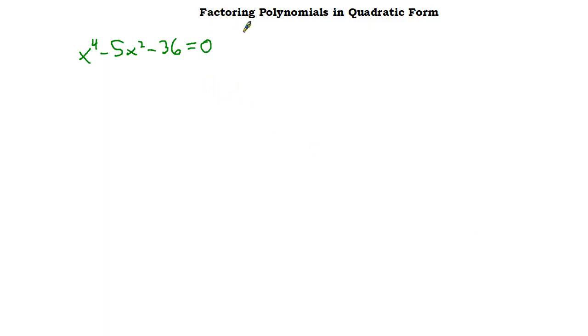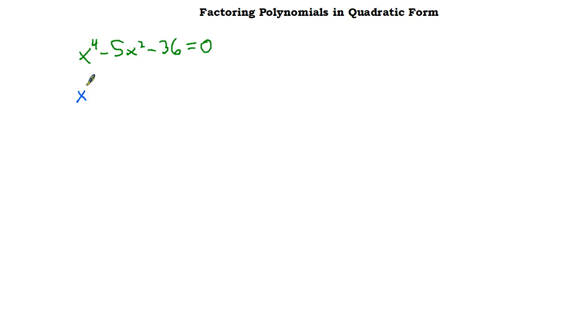Here we go. Factoring polynomials in quadratic form. So what does that mean, in quadratic form? Well, check this out. See this guy, x to the fourth minus 5x minus 36? Well, it's not a quadratic. Quadratic equations have the highest power of 2. This has a highest power of 4. But watch this. We're going to be sneaky.